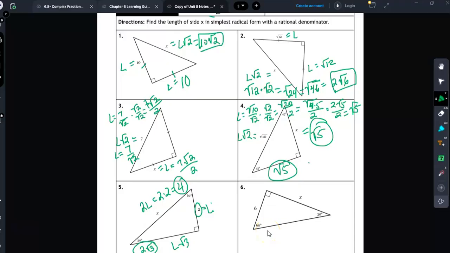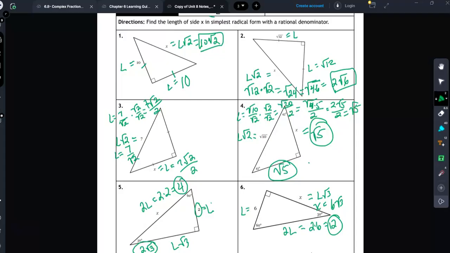So I just advise that you figure out what side it is. This is our L. This is equal to L square roots of 3. And this is equal to 2L, right? So if L is 6, we can say that x is equal to 6 times the square root of 3. That's the simplified version, and we figure out the hypotenuse is worth 2 times 6, which is 12.